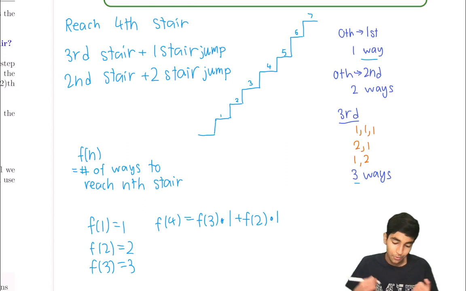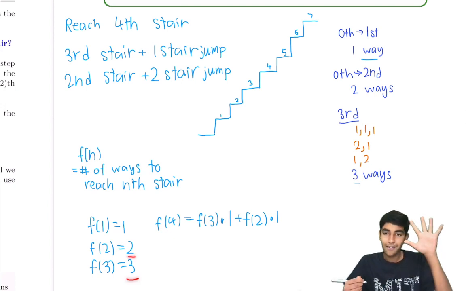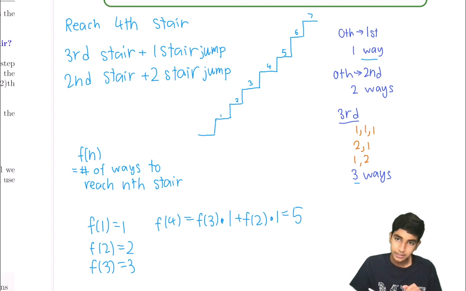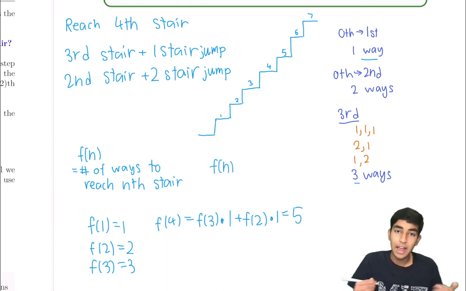Aha! We know f of 3. We know f of 2. f of 3 plus f of 2, 3 plus 2, 5. So f of 4 is 5. Let's see if we can do something similar, or let's try and find the general formula. So let's say the nth stair, f of n.